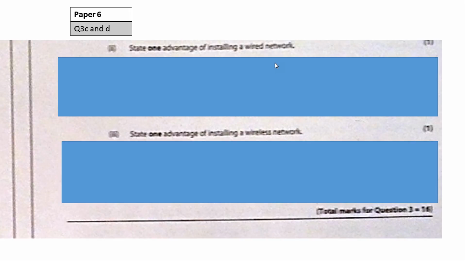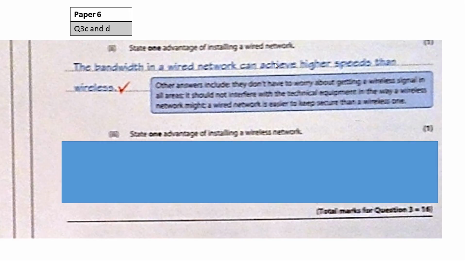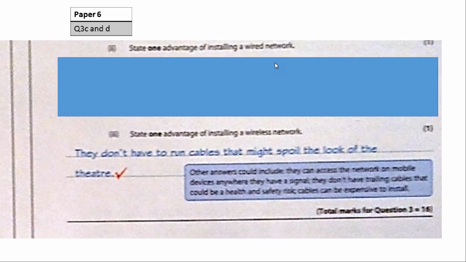State one advantage of installing a wired network. Well, speed, security. Bandwidth is faster. Also, wireless might be easier to... Sorry, wired networks is security. Even wireless, it's less secure. An advantage of installing a wireless, okay, it's a cable thing, and if there's cables running everywhere and walls are adapted, it might look a bit poor. Okay.